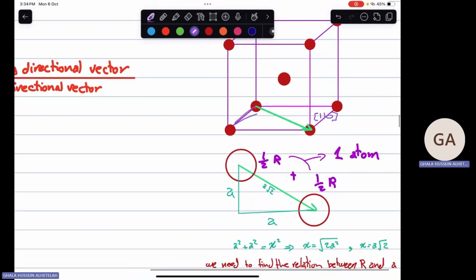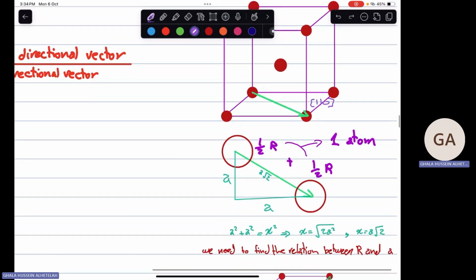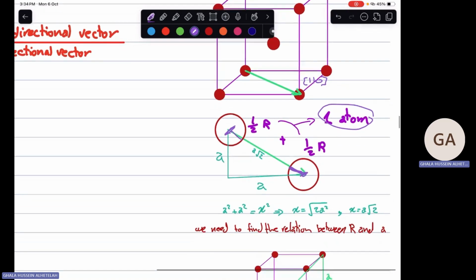If we draw this triangle, we will find this. Okay, we have here half r and here half r, which means half r plus half r, which means one full r, which means we have one atom. Okay, now we have found the number of atoms on this directional vector.